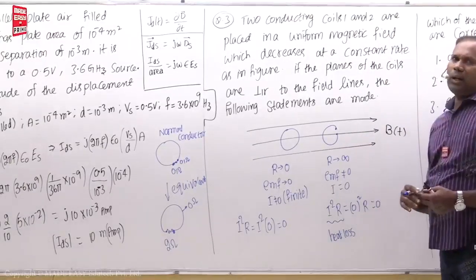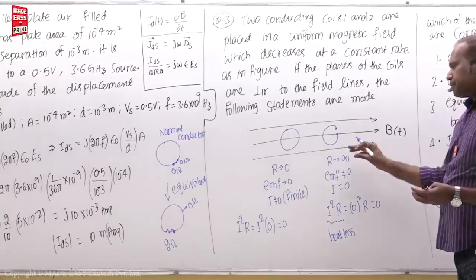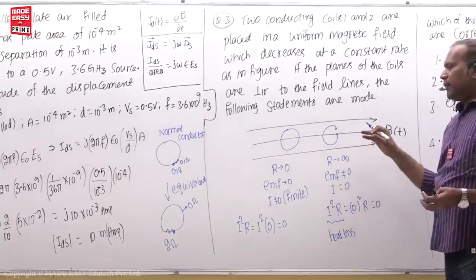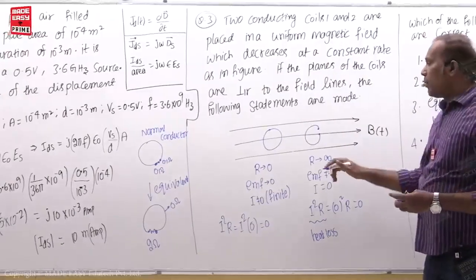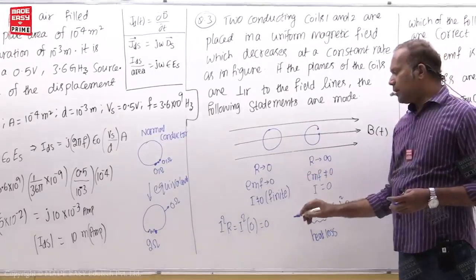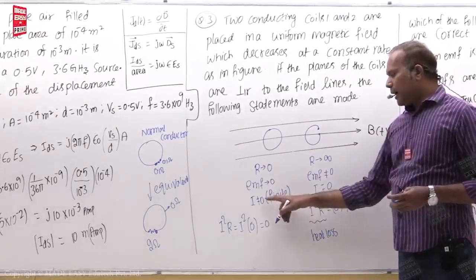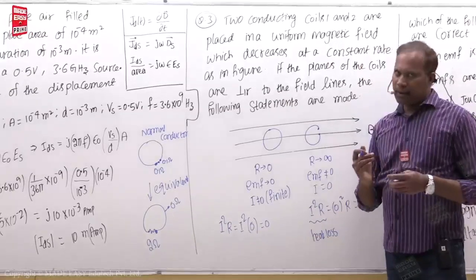Actually this is an argumentative question, but you have to apply your common sense and solve this. If you see different books, you will get different answers. If anybody takes more resistance for this, then the answer will be different. R not equal to 0, EMF not equal to 0, I not equal to 0, then this also is not equal to 0. That will be the answer.